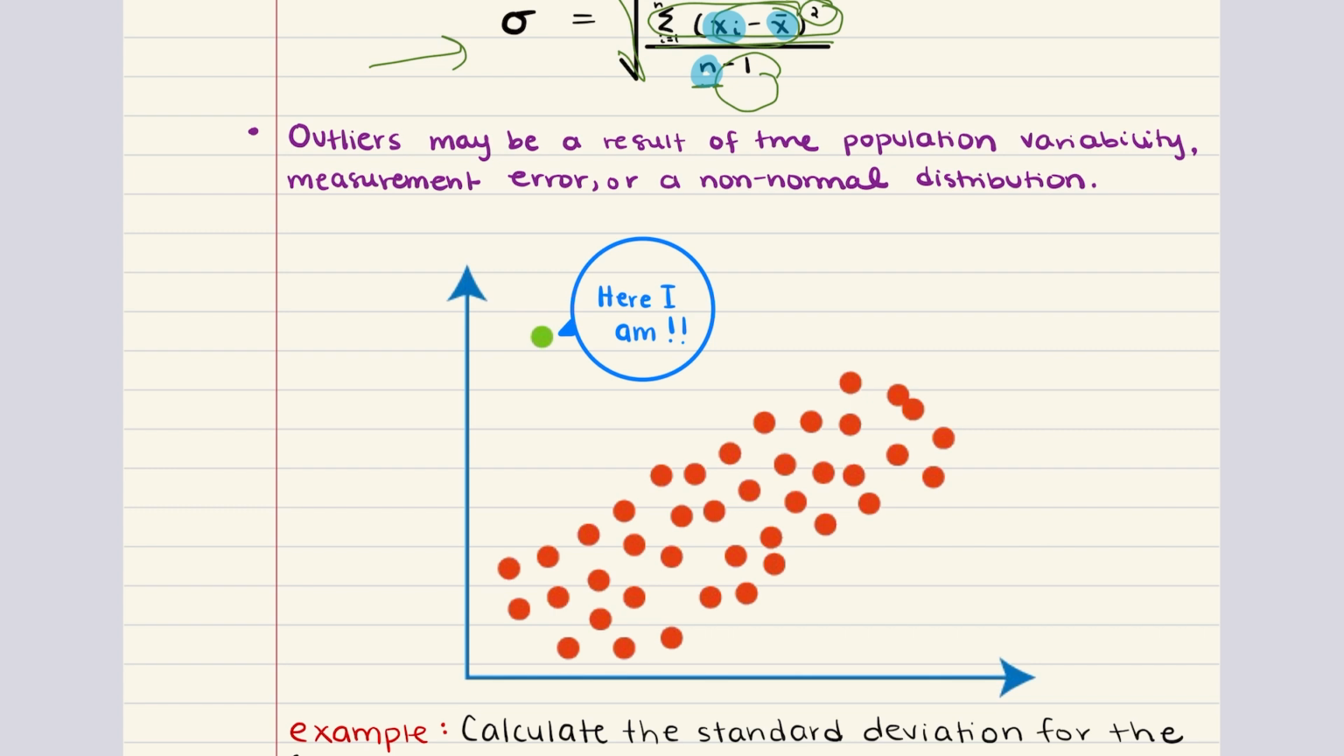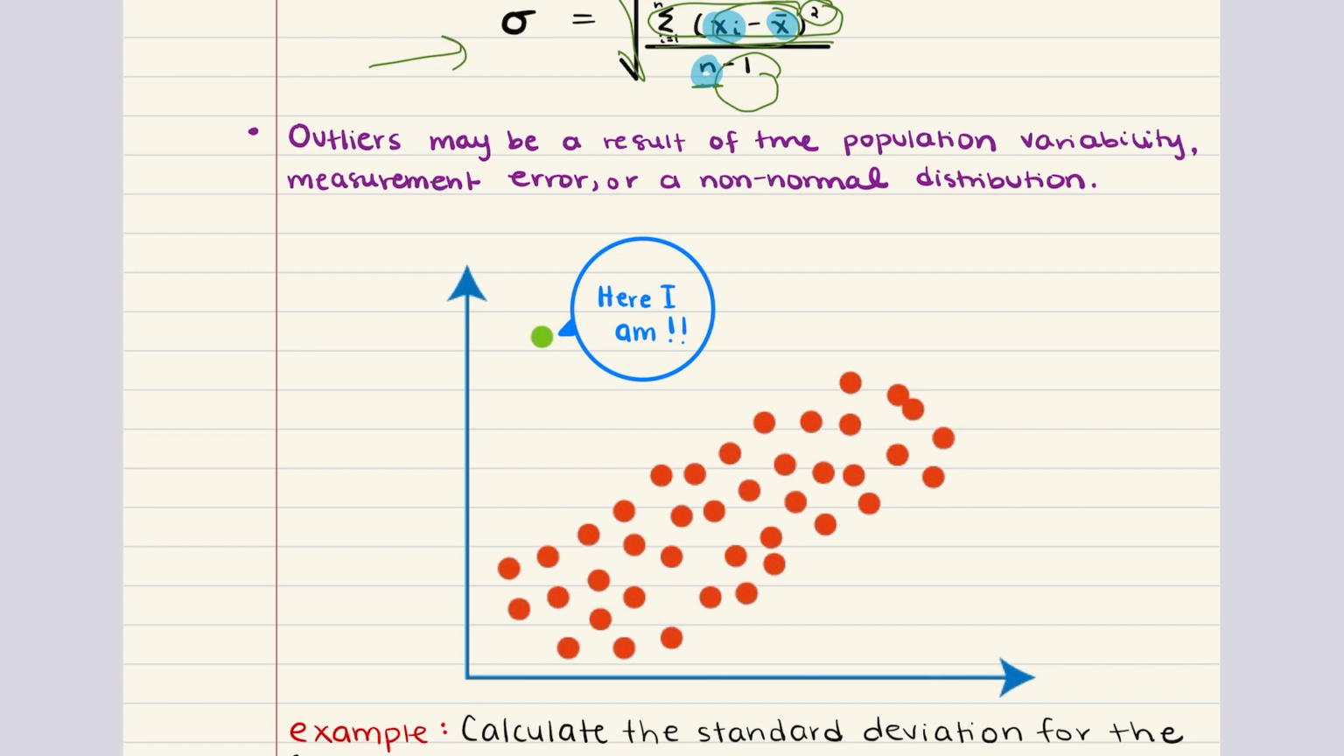Outliers typically result from one of 3 cases. The first case is a true statistical anomaly. For example, someone who is over 7 feet tall. That is a true statistical anomaly. The second cause is a measurement error. For example, reading the centimeter side of a tape measure instead of the inch side. And then the third cause is a distribution that is not approximated by the normal distribution. For example, a skewed distribution with a long tail.